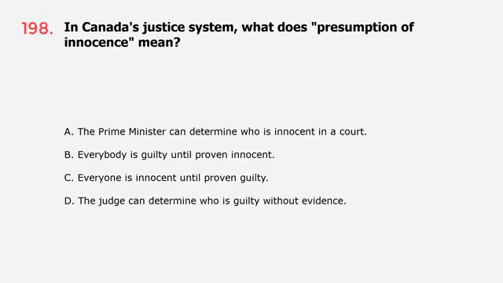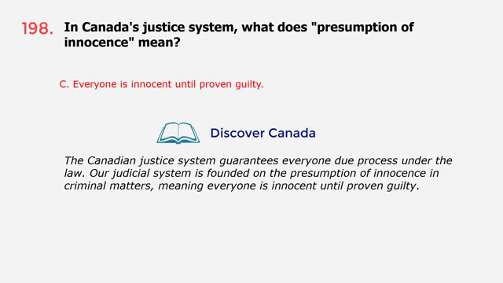Question 198. In Canada's justice system, what does presumption of innocence mean? A. The Prime Minister can determine who is innocent in a court. B. Everyone is guilty until proven innocent. C. Everyone is innocent until proven guilty. D. The judge can determine who is guilty without evidence. The answer is C. Everyone is innocent until proven guilty.